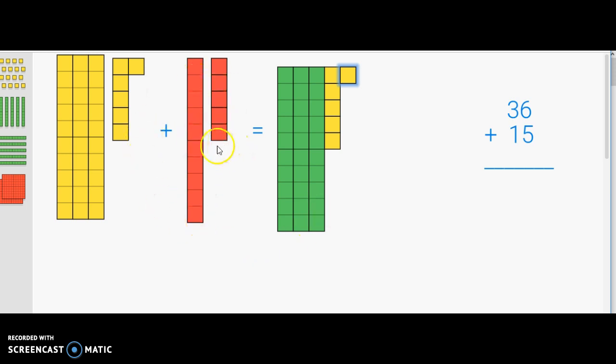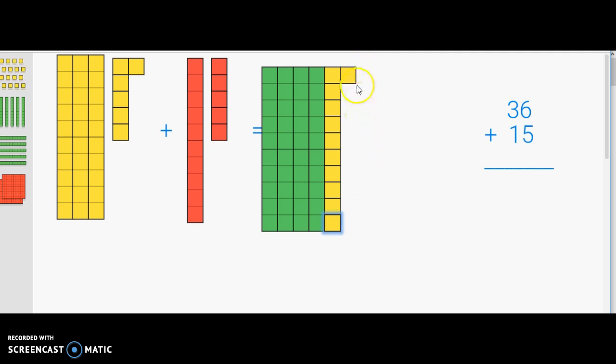Then I need to add my 15 to that. So I have another group of 10, so that makes 40. And then I have 5 ones. 1, 2, 3, 4, 5.